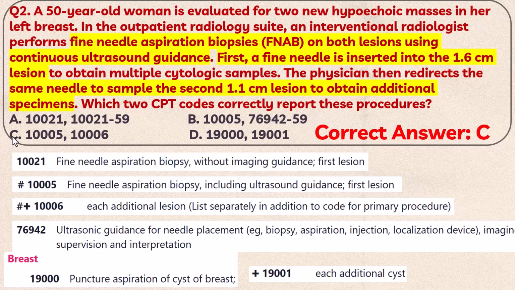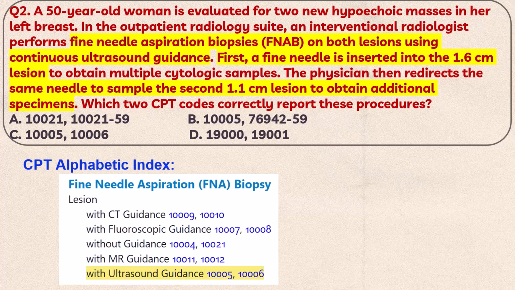So if you encounter this case in a real working scenario, you have to use the CPT alphabetic index. In the CPT alphabetic index, go directly to the term fine needle aspiration biopsy, subcategory lesion. There are multiple options available: CT guidance, fluoroscopic, MRI, with ultrasound guidance. Our case is with ultrasound guidance.